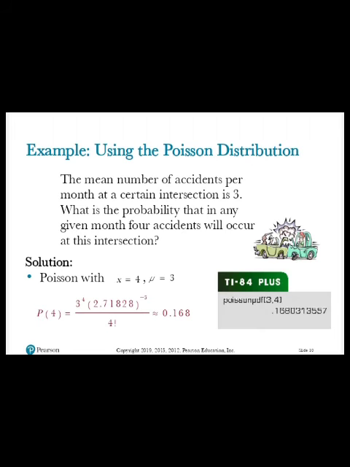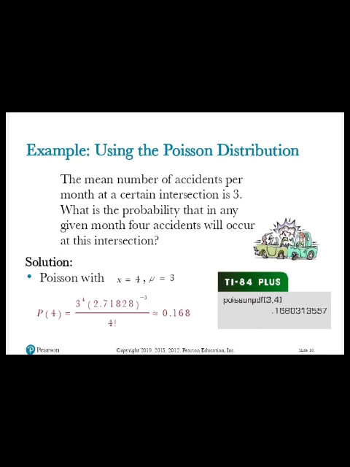Let's have this example of a Poisson distribution. It stated that the mean number of accidents per month at a certain intersection is 3. What is the probability that in any given month 4 accidents will occur at this intersection?